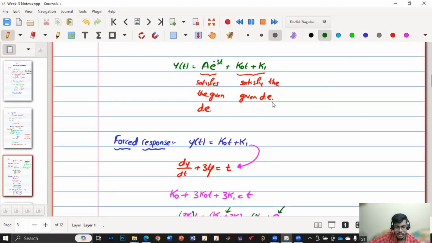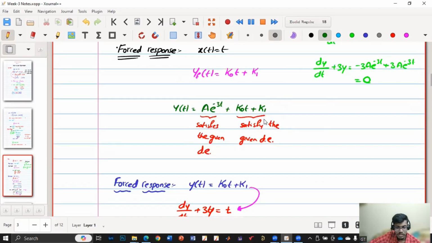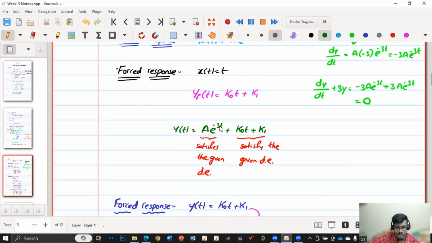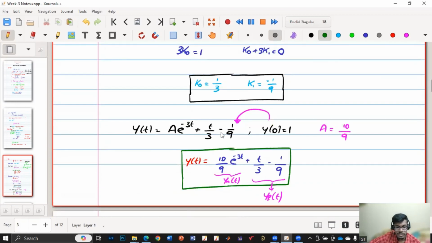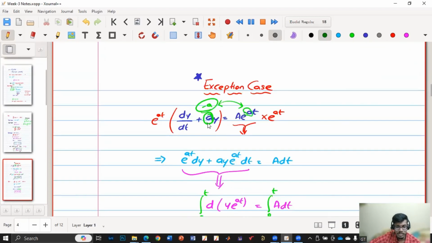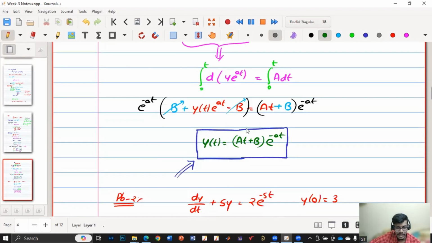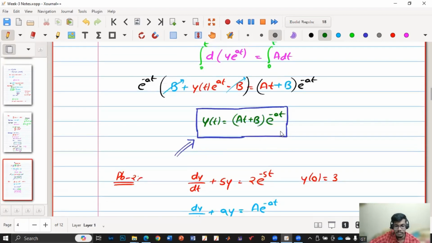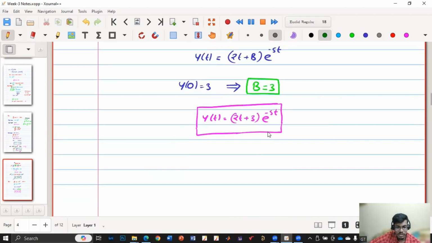So from there you will get the forced response coefficients. Using this boundary condition, you will get the natural response coefficient. And then we have discussed there is an exception case when this root on the LHS side is matching with this. In that case, we'll get something like At plus B into e to the power minus at. We have taken a quick example and we have seen how to solve that.